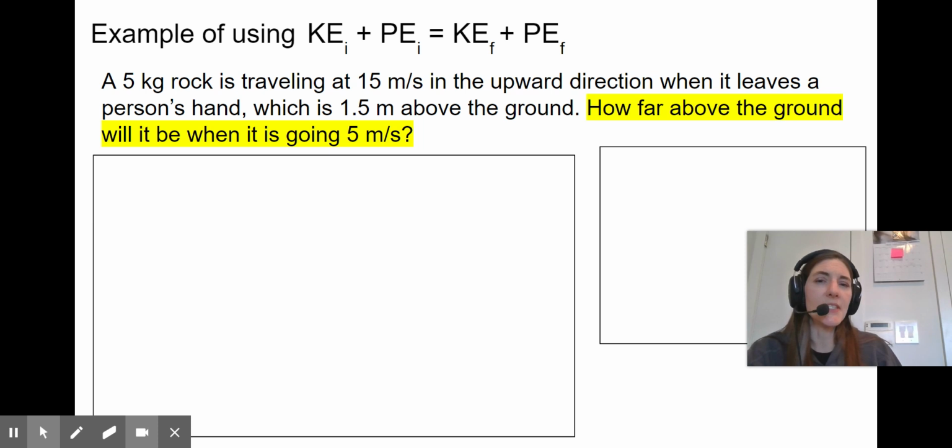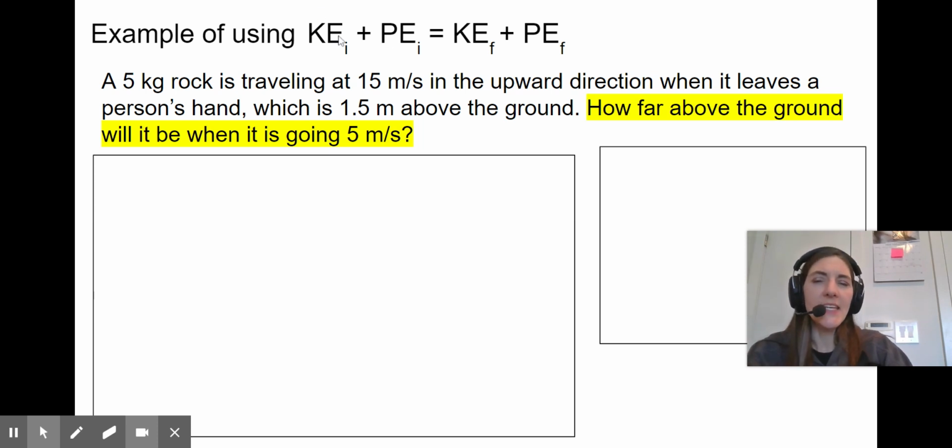It leaves a person's hand and it's 1.5 meters above the ground. So I'm taking a rock, I'm throwing it up, and it's already 1.5 meters above the ground. So it's a 5 kilogram rock traveling 15 meters per second as it leaves the hand, which is already 1.5 meters above the ground. So the question I'm asking is, how far above the ground will it be when it's going 5 meters per second? Okay, let's not panic.